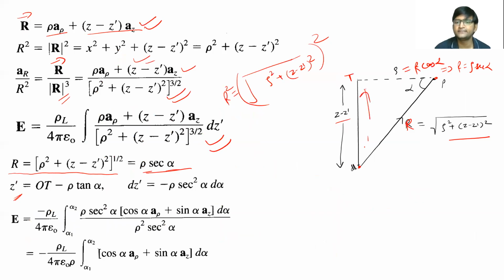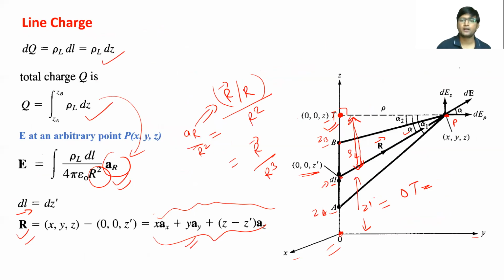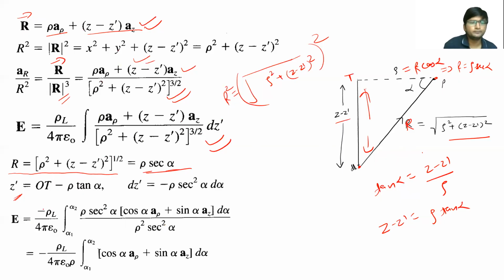And how much is this length? This length can be represented as, sorry, this is alpha, this is rho, and this is Z minus Z dash. So tan alpha is equal to Z minus Z dash divided by rho, which means Z minus Z dash is equal to rho tan alpha, right? So Z dash, which is this, will be equal to OT minus rho tan alpha. So this is what is written here, Z dash equals OT minus rho tan alpha.